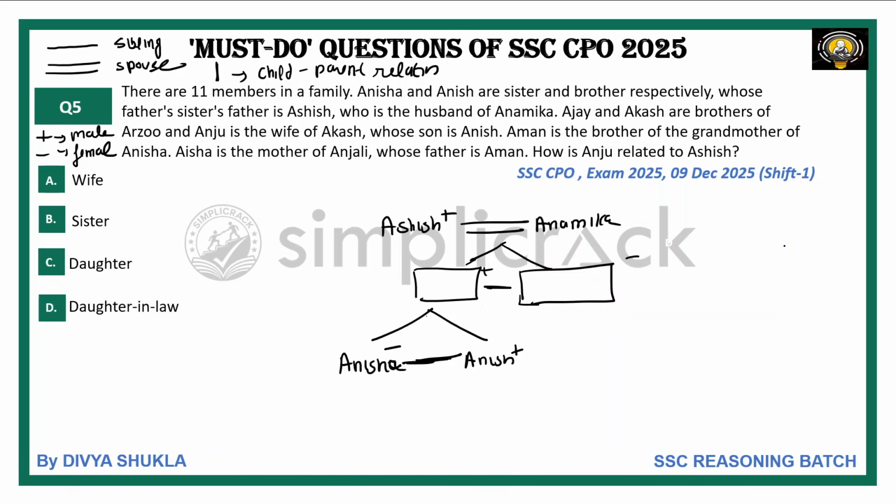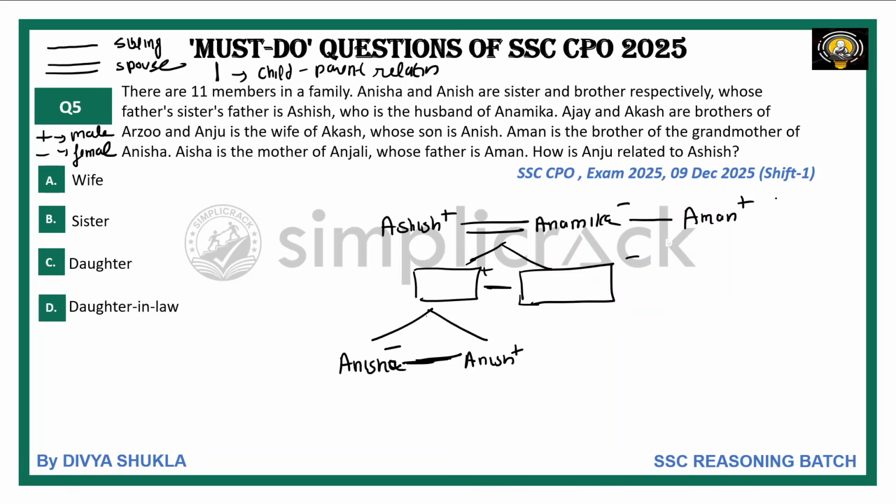Now understand. After this, Ajay and Akash are brothers of Arzu, and Anju is the wife of Akash. Aman is the brother of the grandmother of Anisha. So who is the grandmother of Anisha? The grandmother of Anisha is Anamika, and Anamika's brother is Aman.